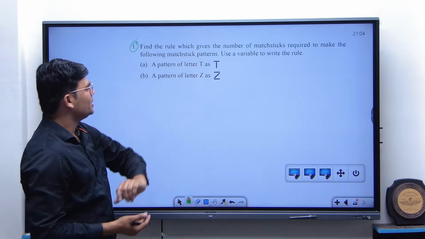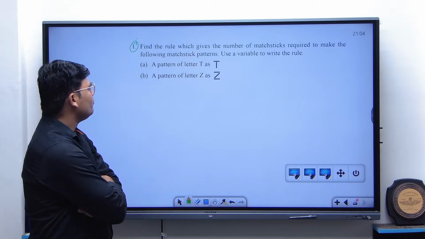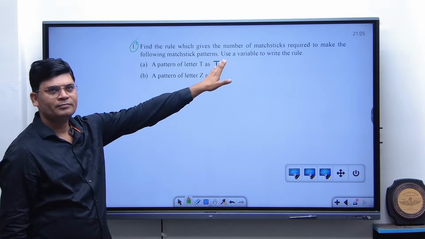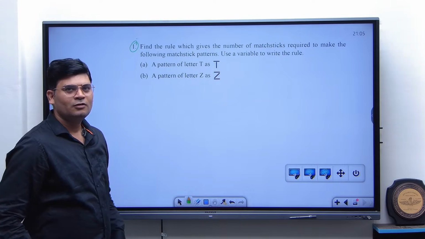Find the rule which gives the number of matchsticks required to make the following matchstick pattern. Use a variable to write the rule. Tell me, be quick. The pattern of letter T. What is the rule?